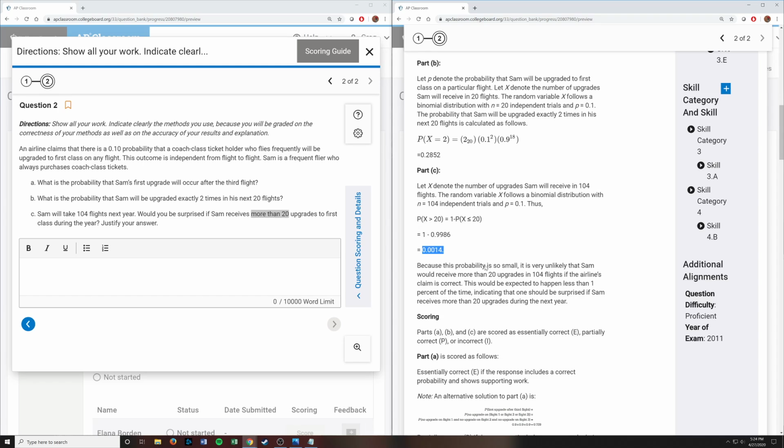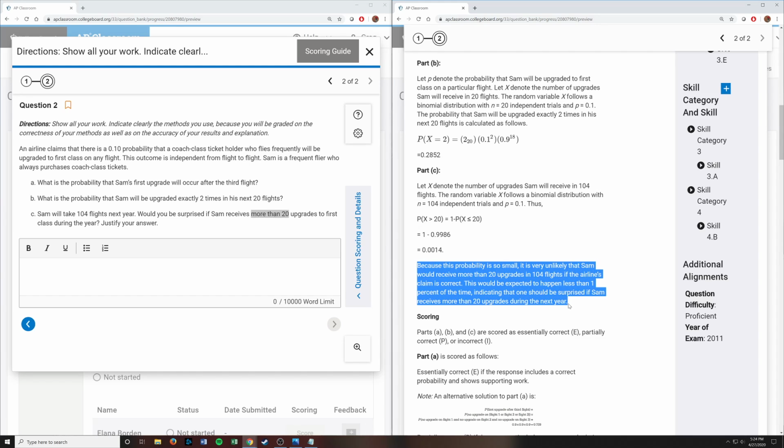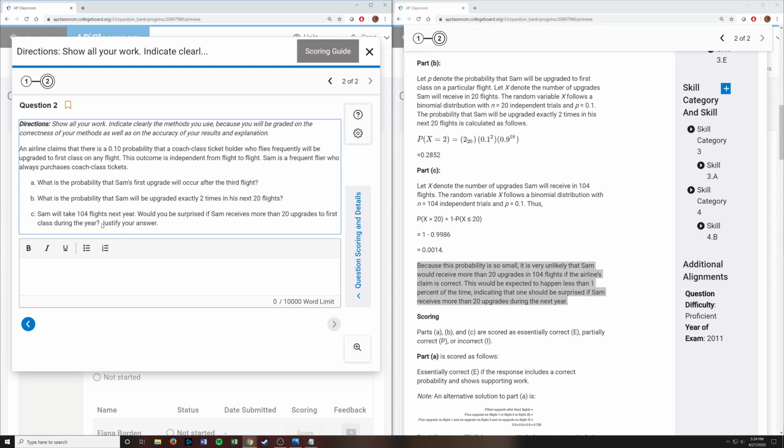I beg your pardon. Anyway, and again, they write here a lot of stuff. I guess because they say justify your answer, and would you be surprised? I guess they're wanting more than just that probability. We're going to see how this is graded in just a second. But we'll see how it's scored. This may or may not be necessary, this entire paragraph. Essentially, this probability is really small. Okay. Let's see how it's scored.